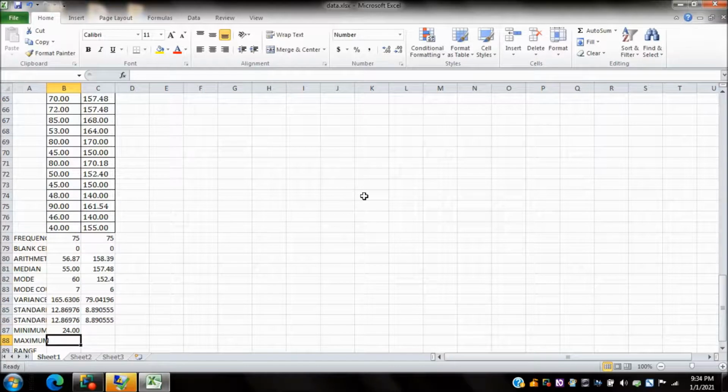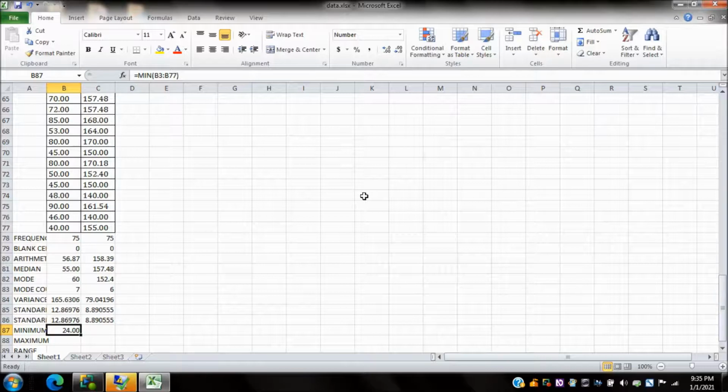I'm going to check. 24.00, formula B87. So the lowest score is 24. That should be the lowest weight, 24 kilograms. That means the lightest person among the respondents weighs 24 kilograms.